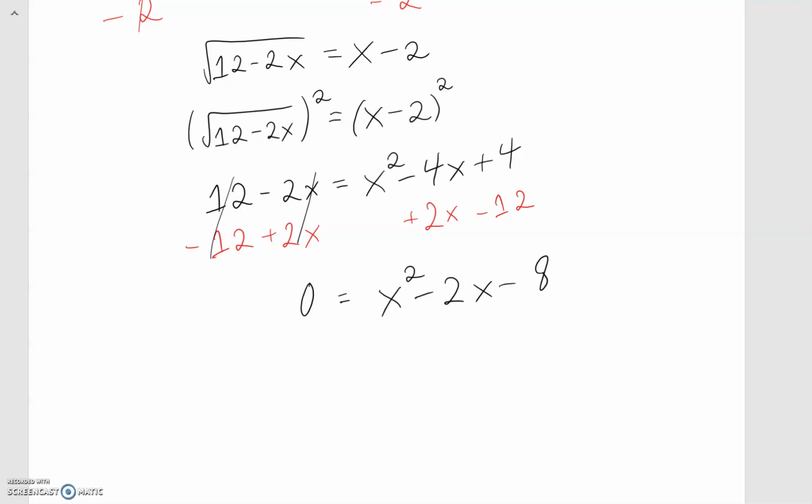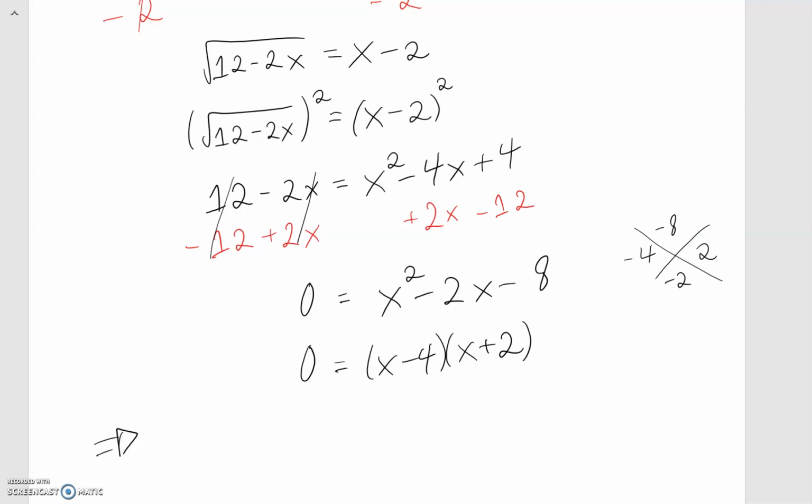This quadratic equation on the right-hand side will factor. It will factor into (x minus 4) times (x plus 2). Solving for x, we now have two equations: x minus 4 equals 0, and x plus 2 equals 0. Solving for x here, you have x equals minus 2, and x equals 4. We are not done with this problem.